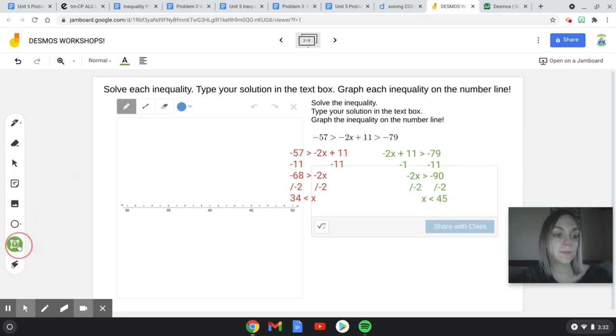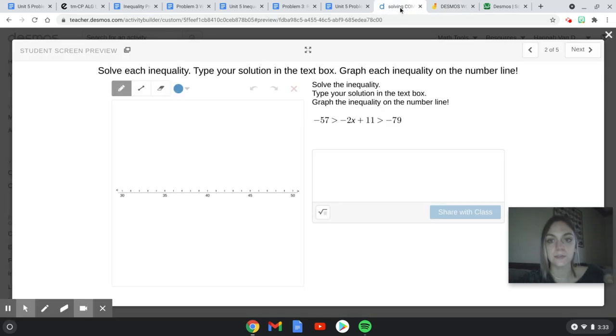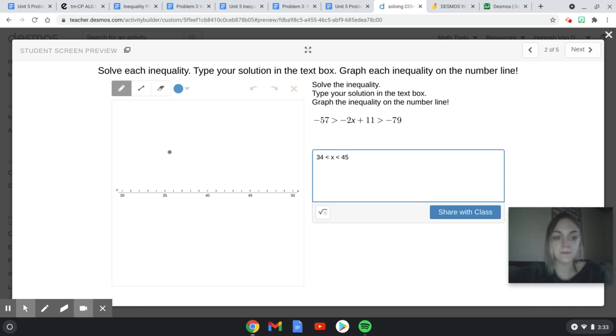So now I have my two pieces of the inequality, and I'm just going to put them together in blue. So I have that 34 is less than x is less than 45. So my smaller number always comes first. My bigger number always comes second. So take a second, make sure your notes look like my screen. And then we're going to graph this inequality. So type your answer in the text box in Desmos. I'm going to come back here, remind myself that 34 is less than x is less than 45.